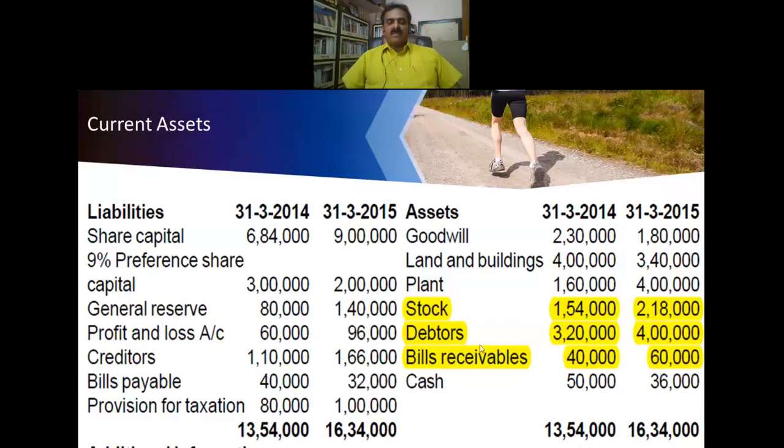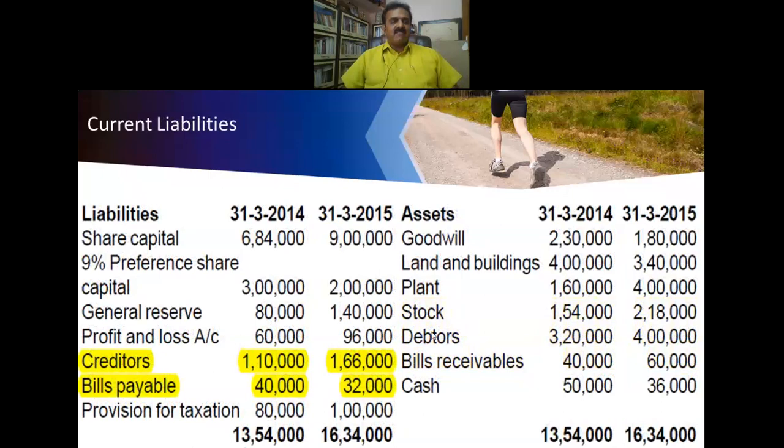While preparing cash flow from operating activities, we take current assets except cash and bank balance. So as of now, we have three current assets: stock, debtors and bills receivable, and in case of liabilities, we have creditors and bills payable. So totally 3 plus 2, 5 items, 3 current assets and 2 current liabilities. This is just an identification.